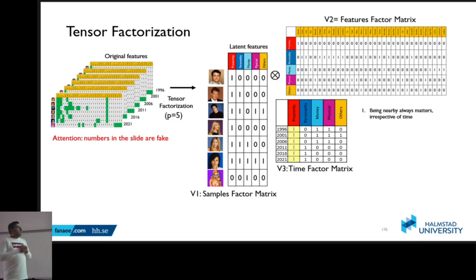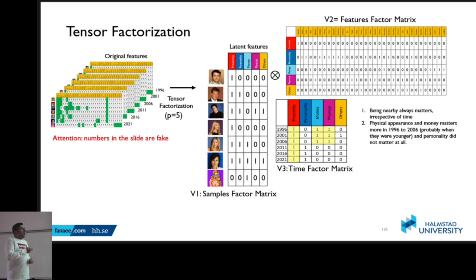Look at this. The weight of the proximity latent variable got a score of 1 in all years. What does that mean? That means that being nearby always matters, irrespective of time. So this preference doesn't change with time. People always date people nearby. They don't like to date people 1,000 kilometers away. Okay? Second thing we observe from this feature matrix.